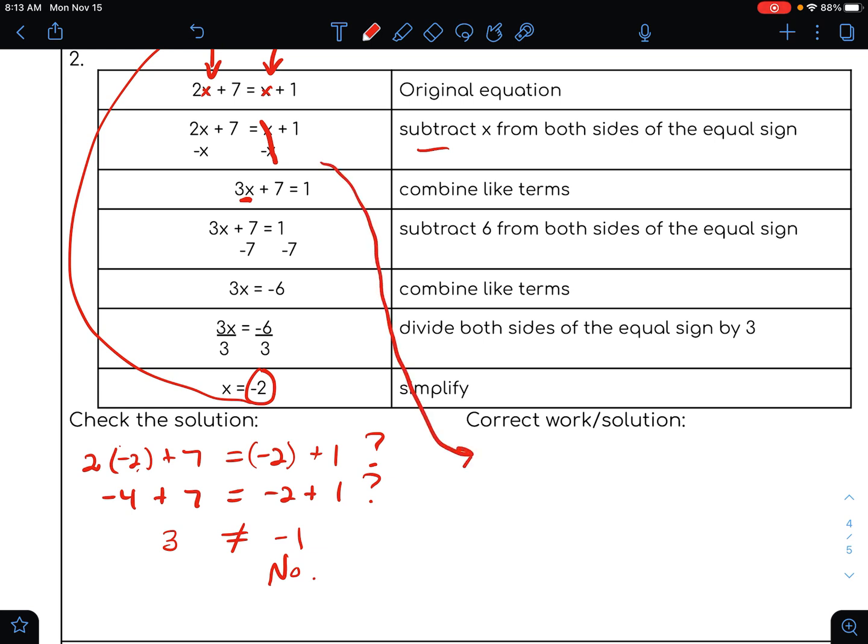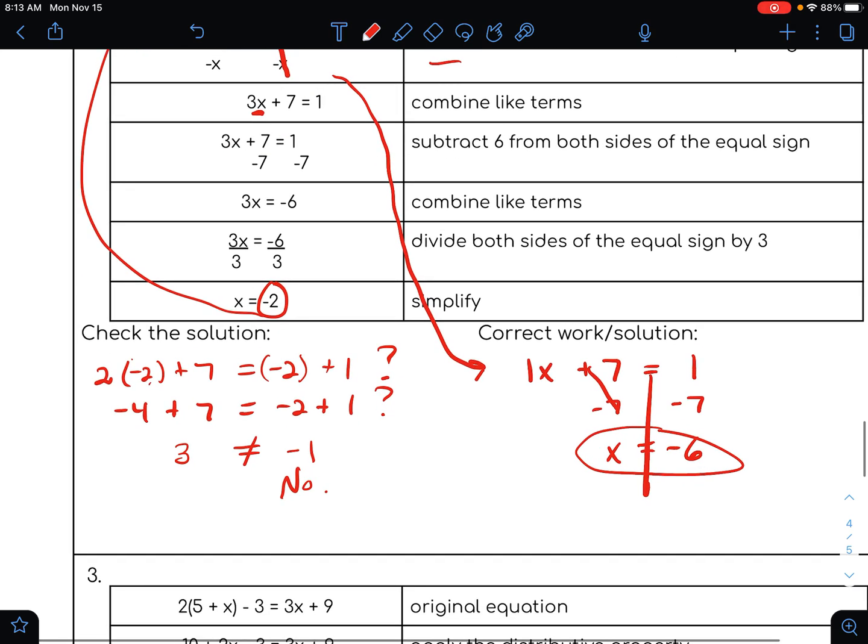So let's go ahead and fix that. 2x minus x should be 1x plus 7 is equal to 1. Which actually makes things go a lot faster here, doesn't it? So 1x, or just x, plus 7. We'll now undo by subtracting 7 from both sides. So x is equal to negative 6, it looks like.